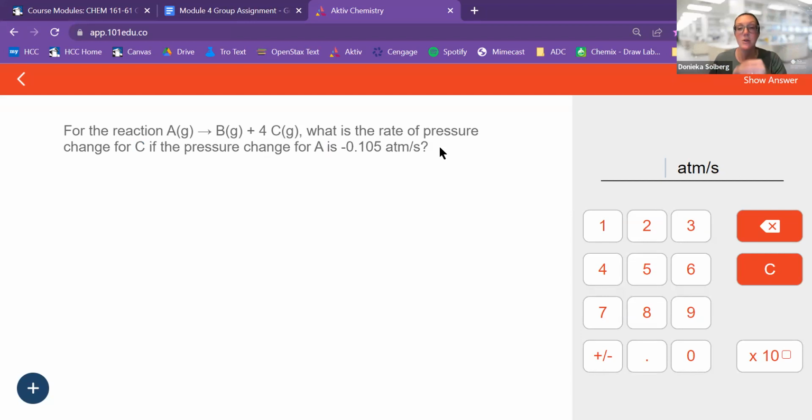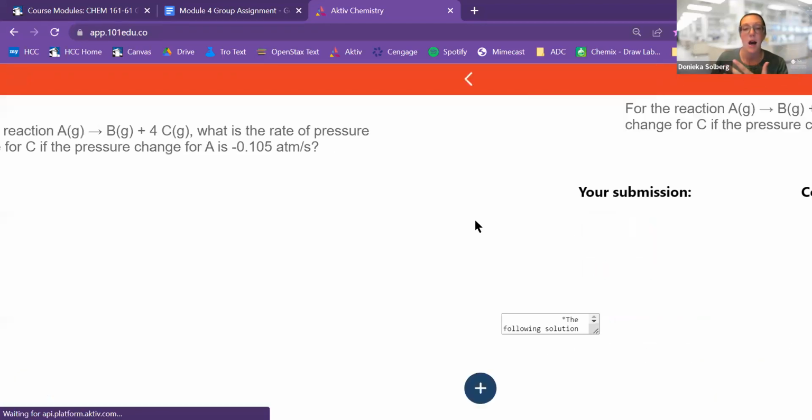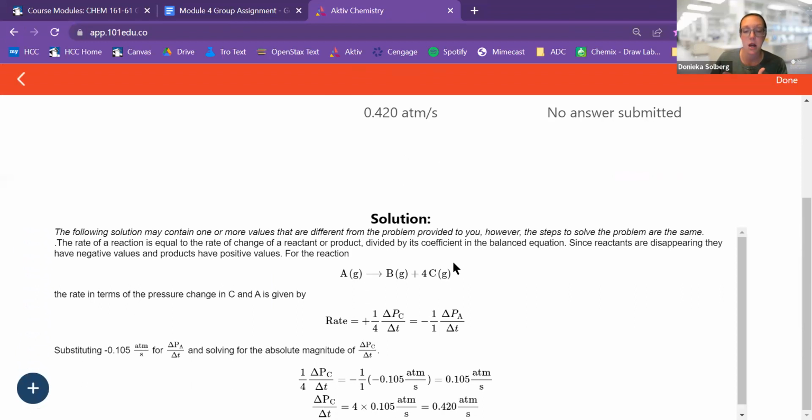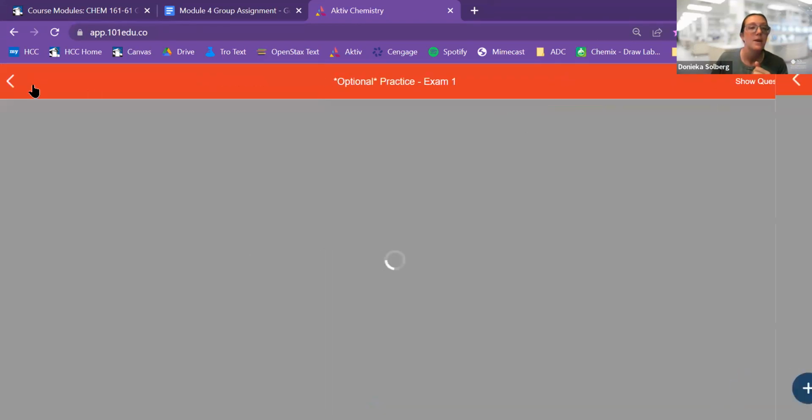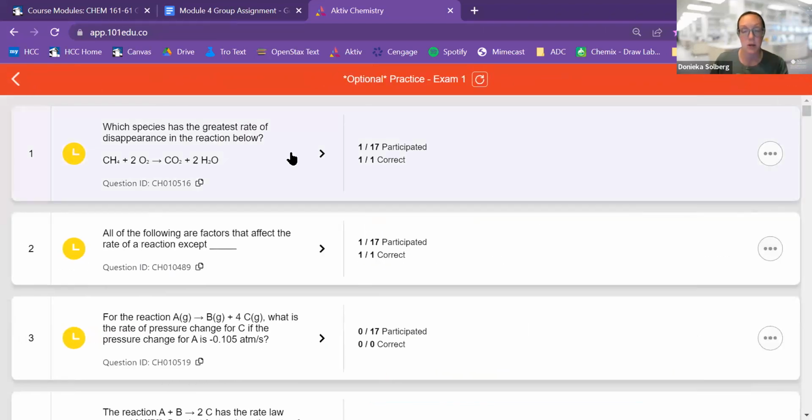So anytime you're just doing a rate, you can multiply by the coefficient, just like a mole ratio. So the answer would be 0.420, right? This times 4, because it is appearing at 4 times the rate. That's the easiest way to explain it. So rates are stoichiometric. A rate law is different. So you do need to read questions very carefully.